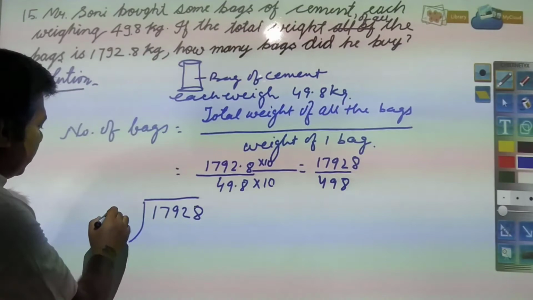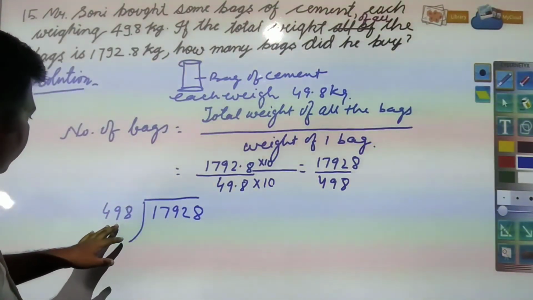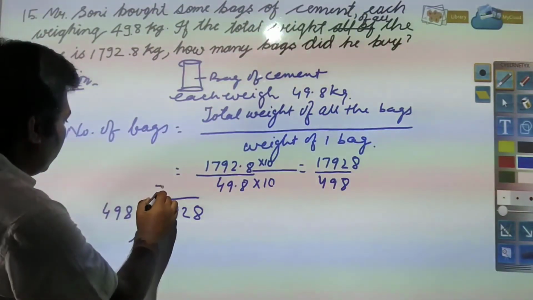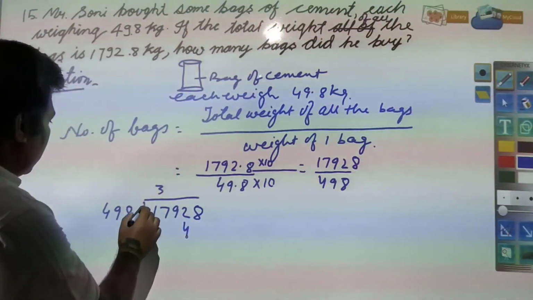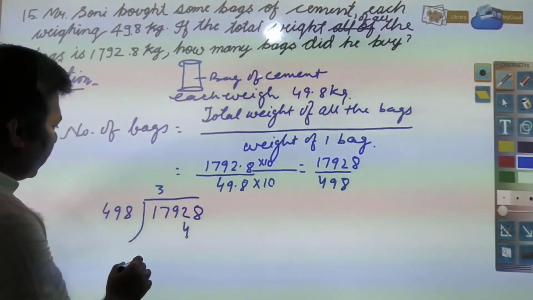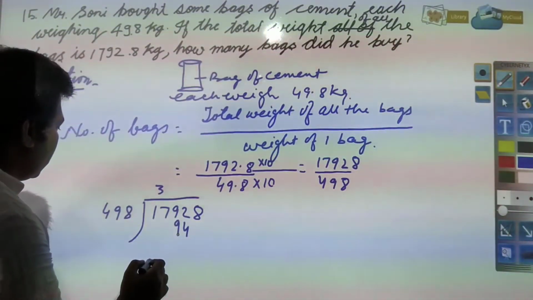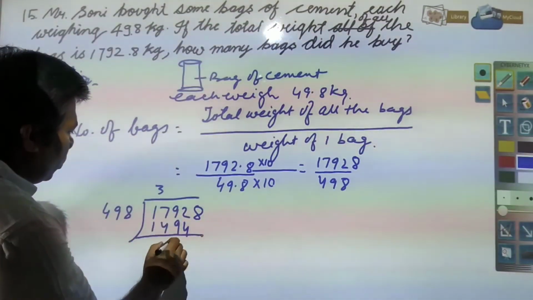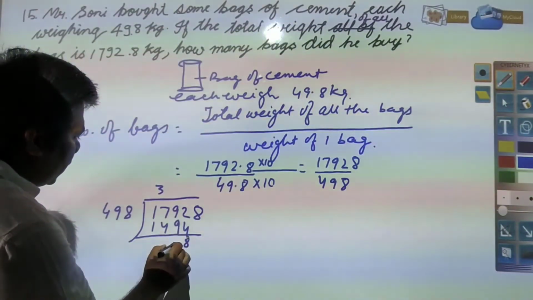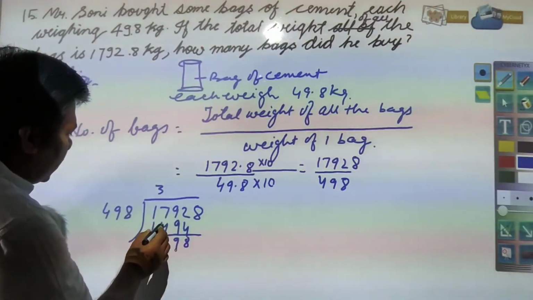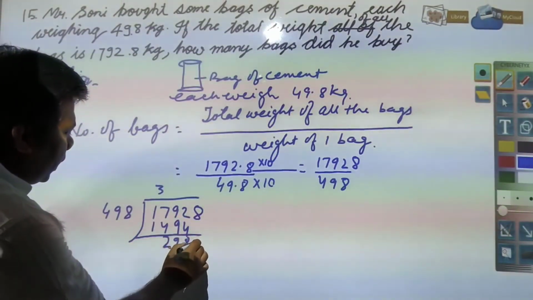1792. Here you see 498. Now you divide. 3 times it will go. 3 8s are 24, 3 9s are 27 and 2 is 29, 3 4s are 12 and 2 is 14. So 12 minus 4 is equal to 8, and 18 minus 9 is equal to 9, and 6 minus 4 is equal to 2, and this number 8 will be taken down.